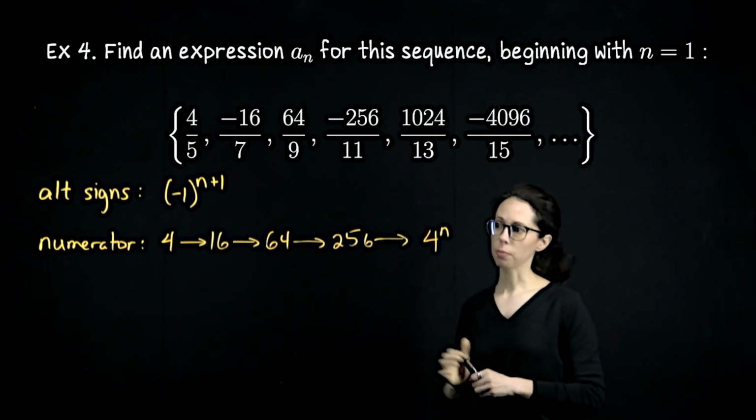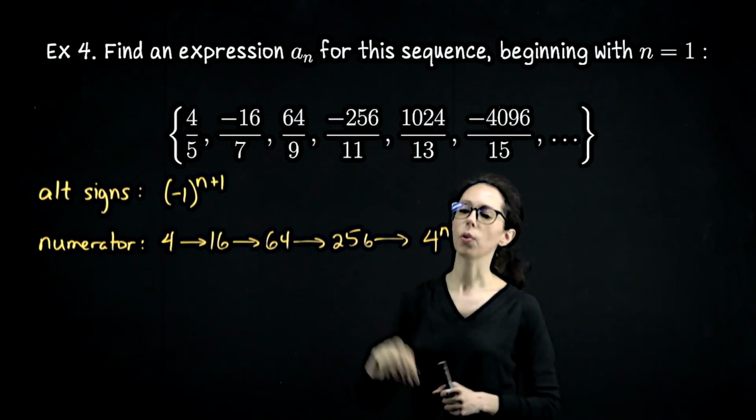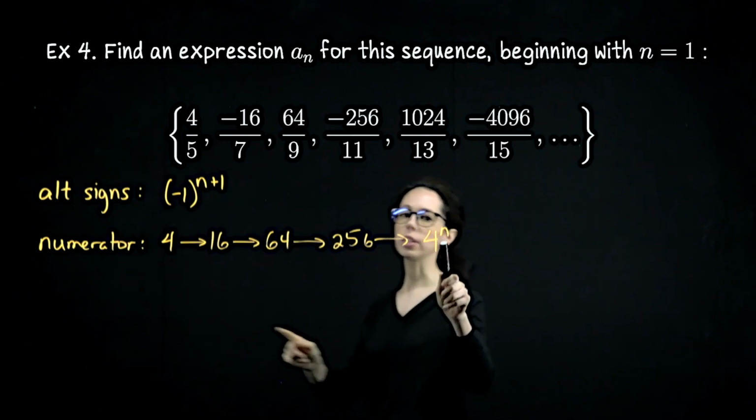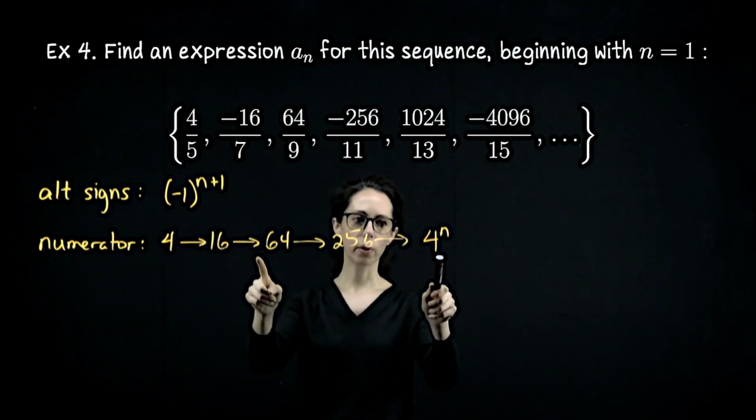Had the first term started with 16 and then 64, I might have done something like 4 to the n plus 1. So you can make a little adjustment like this. But here we really do have 4 to the 1, 4 squared, 4 cubed, 4 to the 4th.